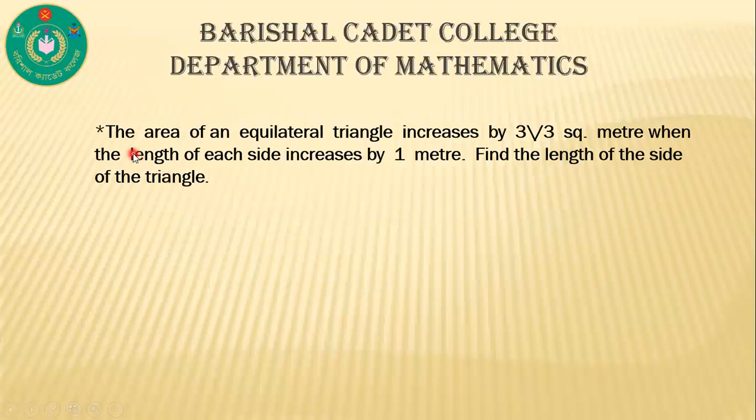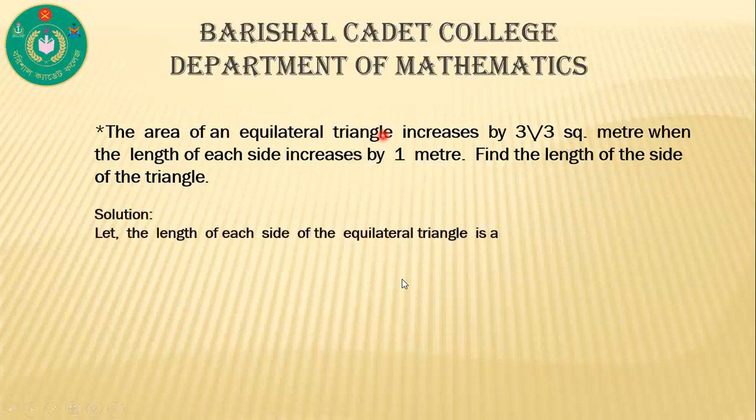Now another question. The area of an equilateral triangle increased by 3 root 3 square meter when the length of each side increased by 1 meter. Find the length of the side of the triangle. You know the area of the equilateral triangle is equal to root 3 by 4 a square. Here given that if each side is increased by 1 meter, then area of the equilateral triangle increases by 3 root 3 square meter. Now solution.